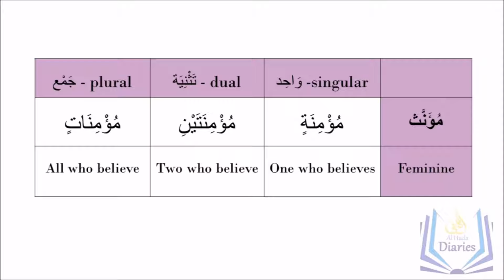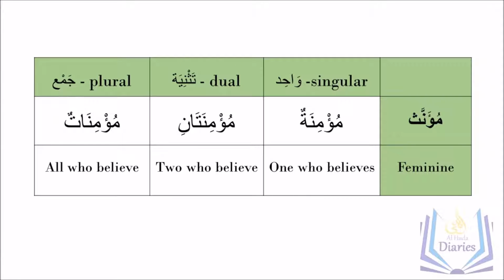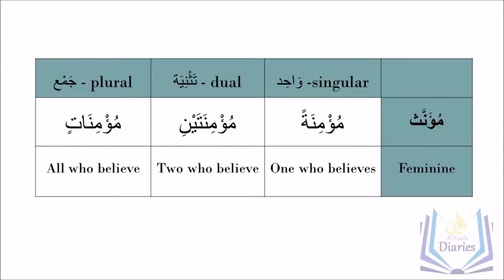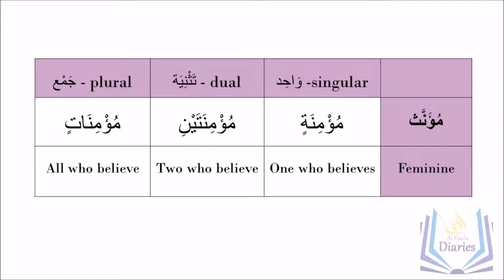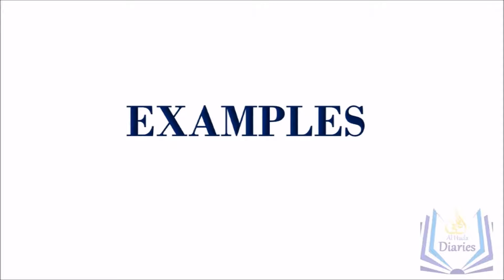So I'll read it again. It will be mu'minatun, mu'minatani, mu'minatun, mu'minatan, mu'minataini, mu'minatin, and mu'minatin, mu'minataini, and mu'minatin. Alhamdulillah, with this we come to the conclusion of the table. So we shall look at some examples to reinforce this idea into our mind, inshallah.